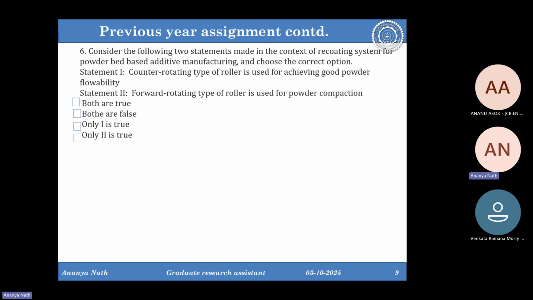Okay, next question. Consider the following two statements made in the context of recoating system for powder bed based additive manufacturing and choose the correct option. Counter rotating type roller is used for achieving good powder flowability. Forward rotating type roller is used for powder compaction.